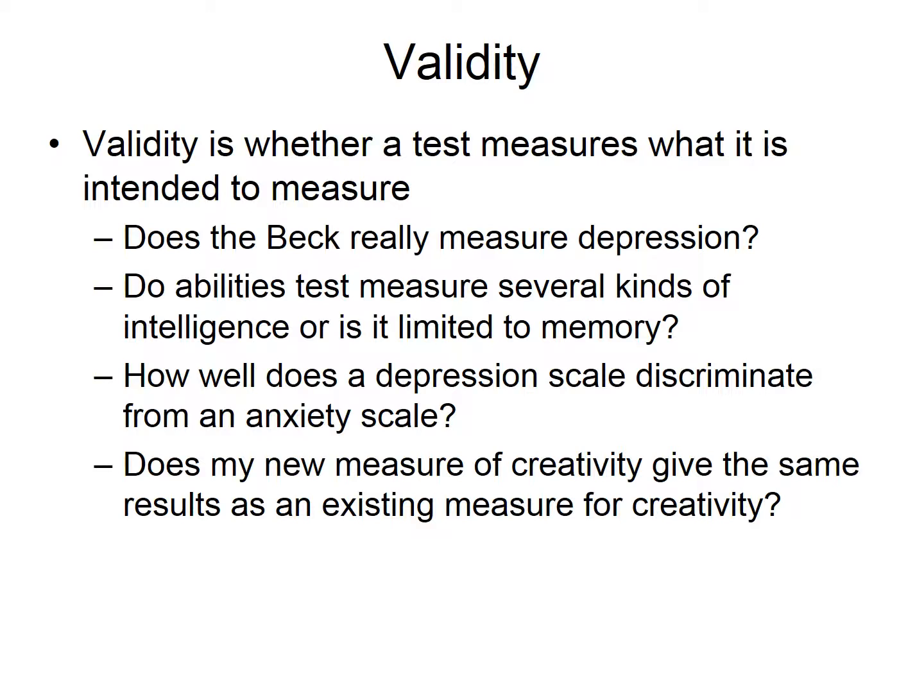Finally, does my new measure of creativity give the same results as an existing measure? So is there just a comparison? So these last two: does my depression scale discriminate from an anxiety scale? That's discriminant validity. So does my scale discriminate the way it should from other scales? And does my new measure of creativity give the same results as an existing measure? That's more convergent. We're trying to determine, does my measure relate highly with other measures?